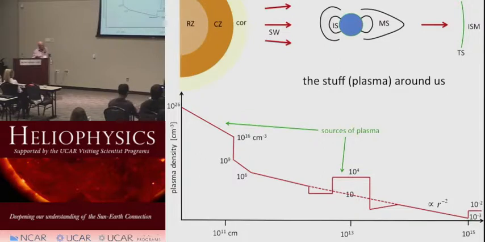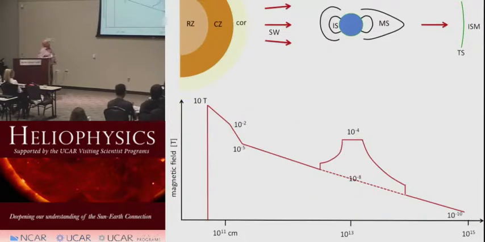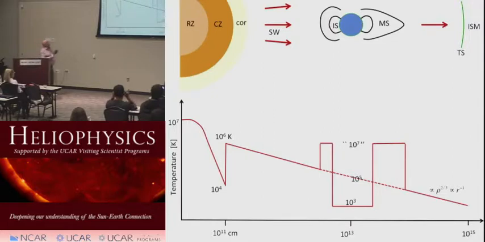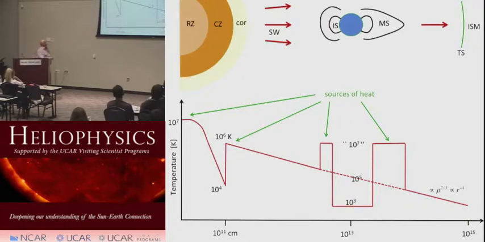Yeah, there's sources of plasma. And this is a plot of the magnetic field strength. Again, we have a magnetic field from Earth. And most importantly, the temperature. The center of the sun, when we get to the corona, we heat up again. When we get to the magnetosphere, we heat up quite a bit. This is the place where we know there are sources of heat, right?